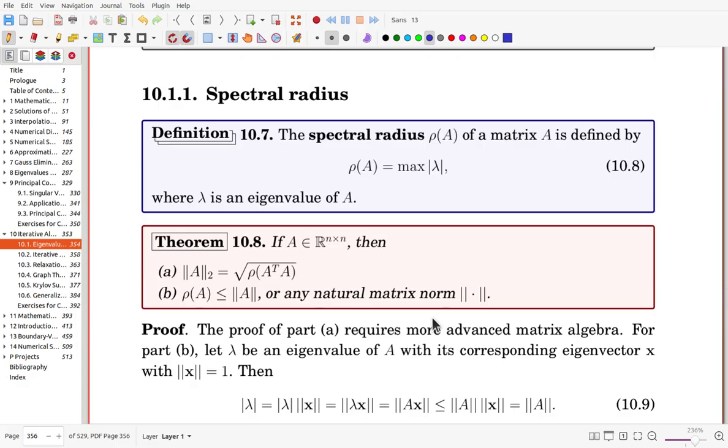The spectral radius lambda(A) of a matrix A is defined by the maximum eigenvalue in modulus. Among the absolute values of the eigenvalues, we are choosing the largest one. So the spectral radius is the maximum eigenvalue in modulus. We have a theorem. A is a square matrix.